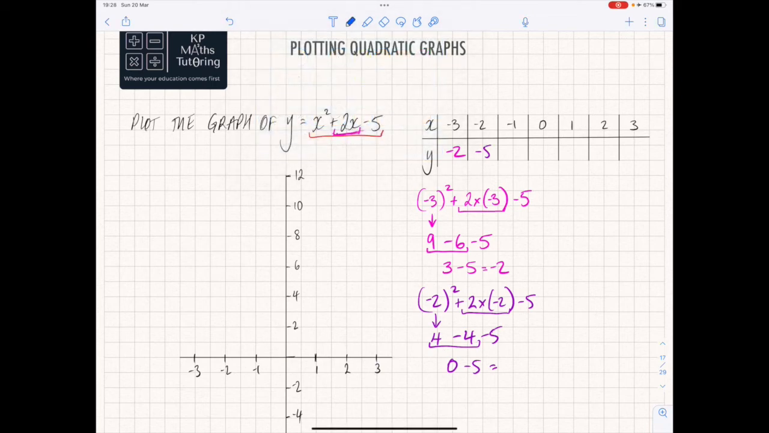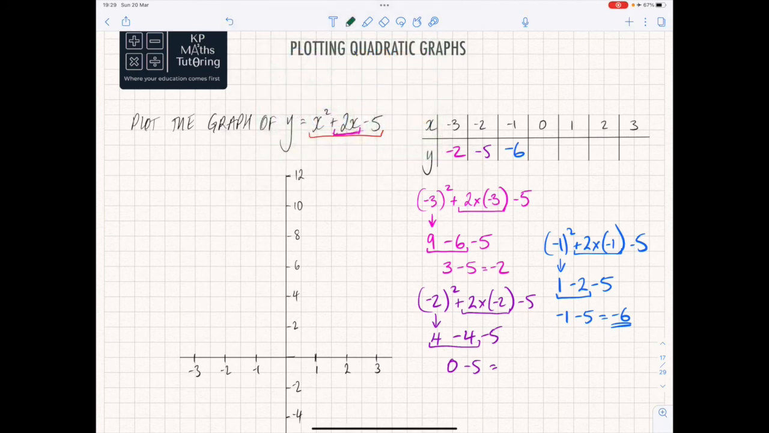Next one. Minus 1 all squared plus 2 times minus 1 minus 5. Minus 1 squared is just 1. 2 times minus 1 is minus 2. Minus 2 minus 5. 1 minus 2 is minus 1. Minus 5, be careful here, it's minus 6. So we should have minus 6 there.